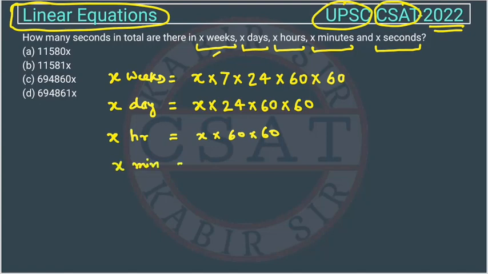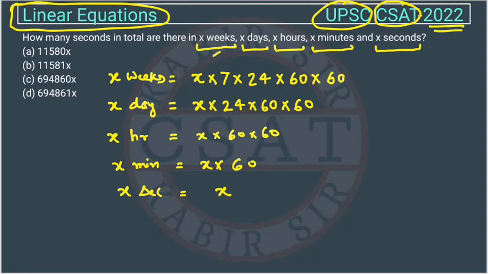Similarly for X minutes, in each minute there are 60 seconds, so it also gets converted into seconds. Now X seconds will remain as it is, X. And we have to add them all, and this is our answer.